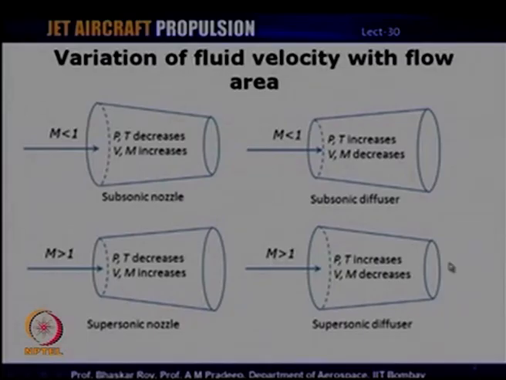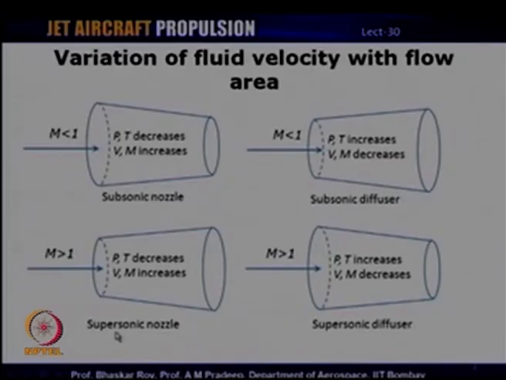And for Mach number greater than 1, that is in supersonic flow, if there is a decrease in area, it results in an increase in static pressure and temperature, and therefore it results in a decrease in velocity and hence Mach number. So, this is basically a supersonic diffuser. So, a nozzle in a subsonic flow acts like a diffuser in a supersonic flow, and a diffuser in a subsonic flow acts like a nozzle in supersonic flow.